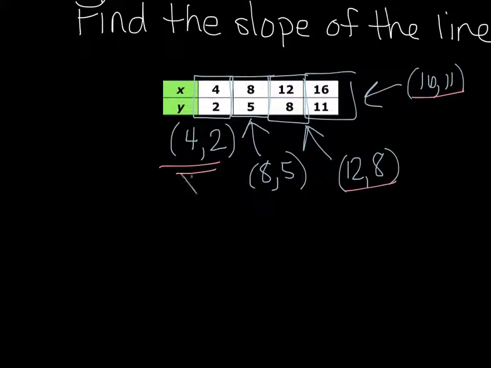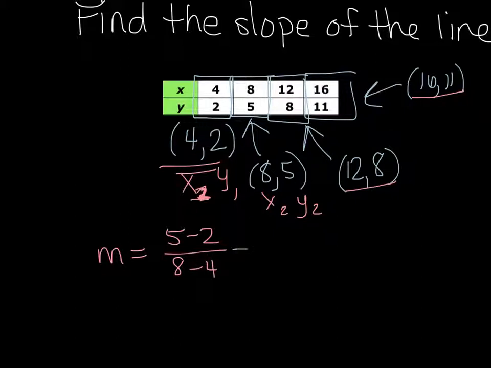So 4 is x1, 2 is y1, 8 is x2, 5 is y2. So I can plug that into my formula: 5 minus 2 over 8 minus 4. And that gives me 3 over 4.